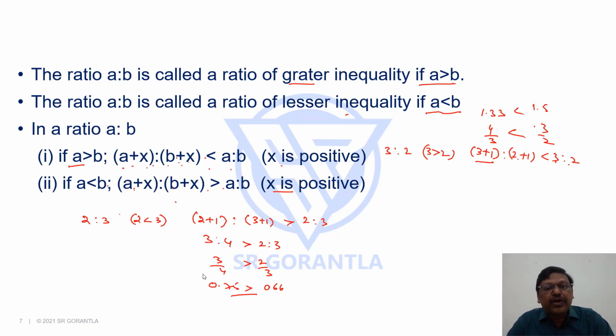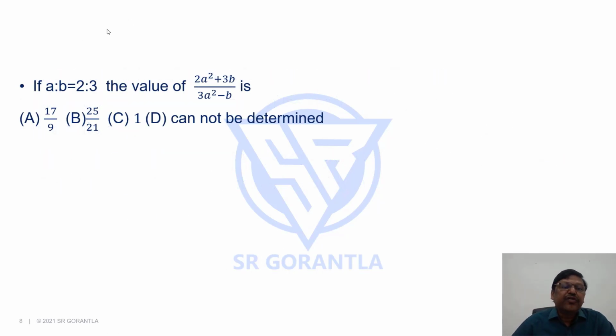Now, these are a few important points on ratios. We'll apply them and solve a few questions here. The first one. If a is to b equals to 2 is to 3, the value of 2a square plus 3b by 3a square minus b is. Now, as we discussed, when I say a is to b is 2 is to 3, it's not necessary that a is 2 and b is 3. I told you in that example, when I say boys and girls are at the ratio 3 is to 2, it's not necessary that boys are only 3 and girls are only 2. Similarly, when I say a is to b is 2 is to 3, a is a multiple of 2, b is a multiple of 3.